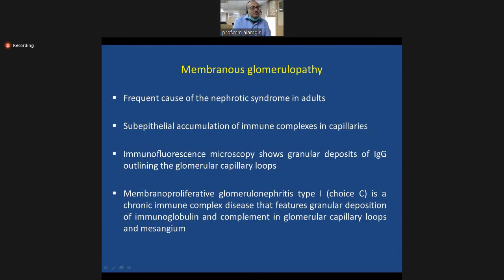For instance, bones, endocrinology, female genital tract, but not the kidneys. So always remember this definition. Thank you very much.